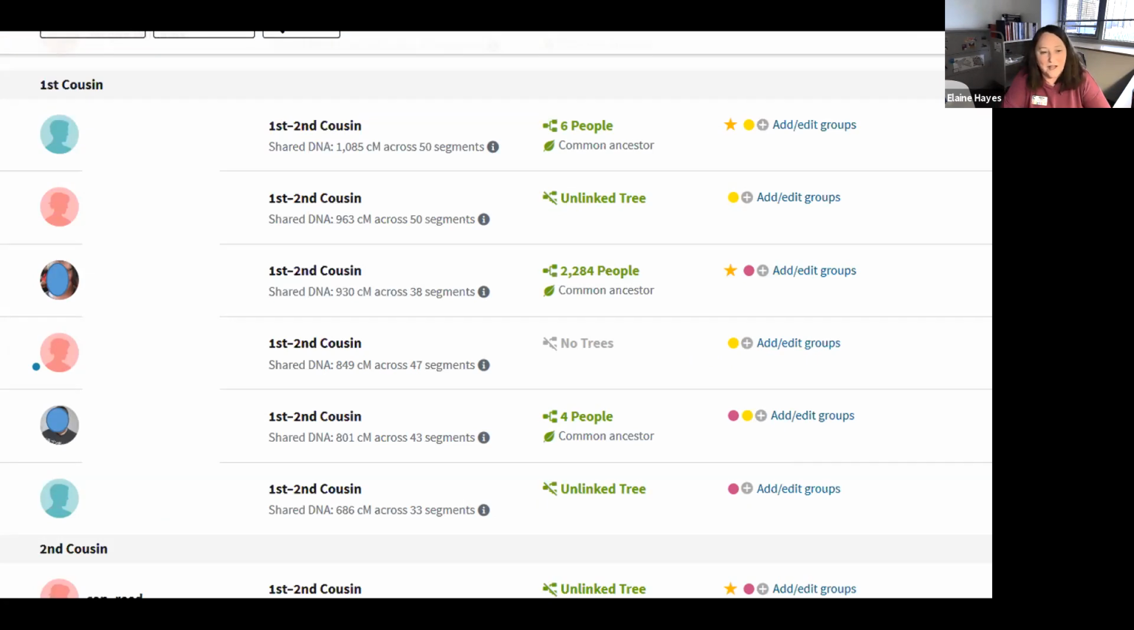And here we've got some first cousins. Some of them have different trees, like Susan, who's the third one down there, has a tree with 2,284 people in it, but we have a common ancestor. We share grandparents. So your first cousin is going to share a set of grandparents. A second cousin is going to share a set of great-grandparents, third cousin, great-great-grandparents, etc.